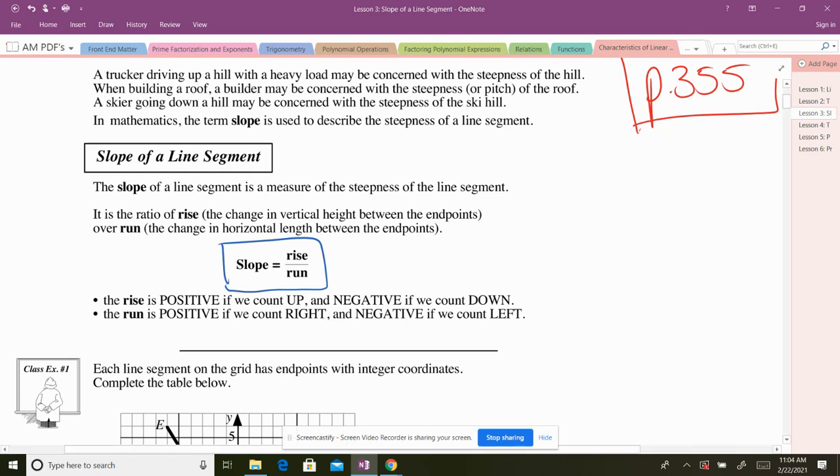Rise is going up and down, in case you didn't notice or didn't know. Up, down. Run is left, right. If you count up, that is positive. If you count down, that is negative. If you count to the right, that is positive. To the left, that is negative. It is all summed up here.